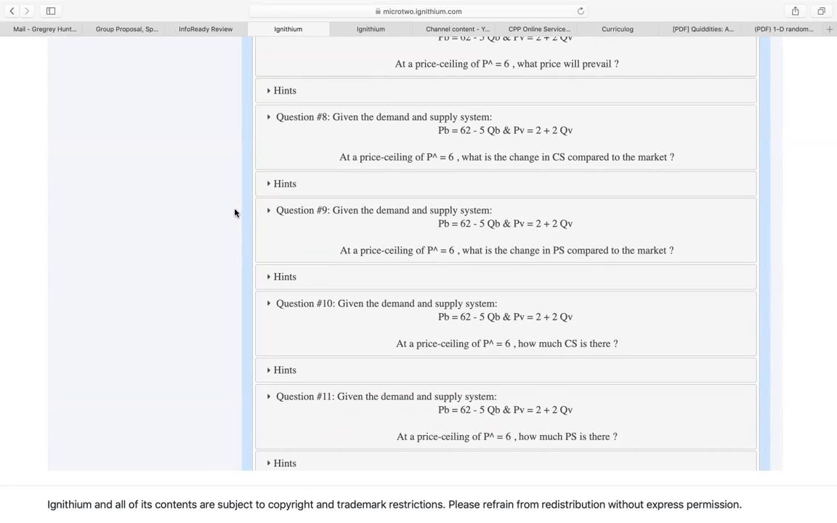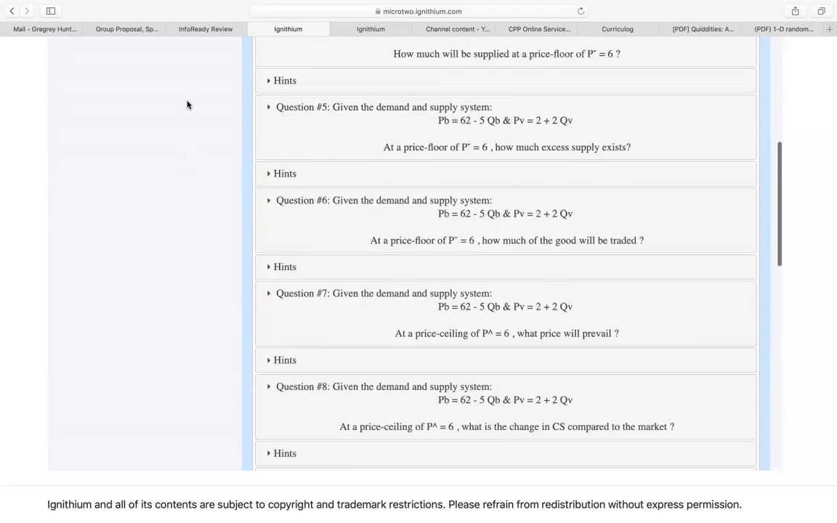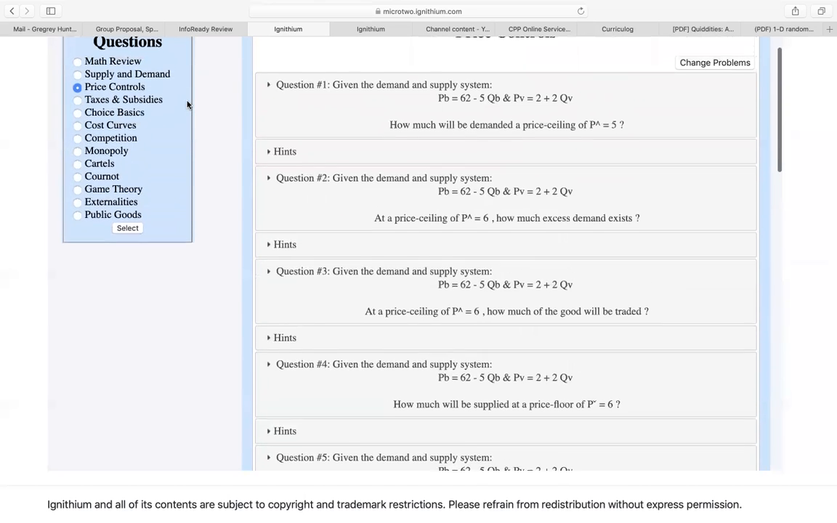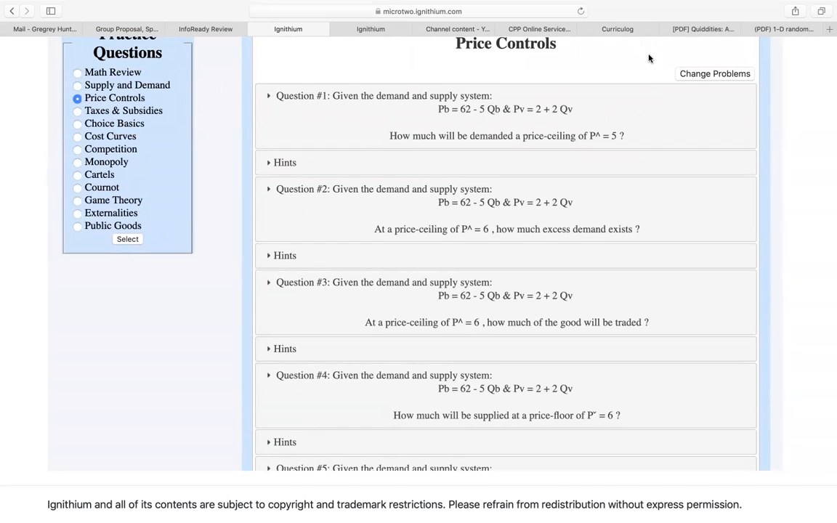Now, I will tell you something. This material and the material from taxes and subsidies will conclude our discussion of review material for supply and demand. Then we're going to move on to the consumer choice problem, which is our next major topic. We're going to have a midterm that covers everything through taxes and subsidies, so it's going to cover all of the basics of supply and demand.